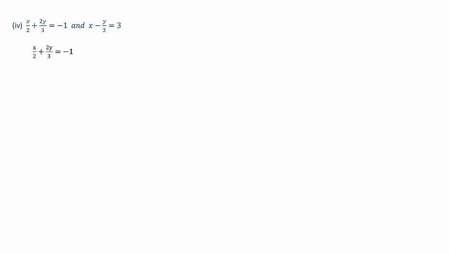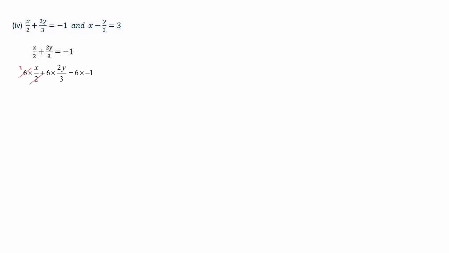So the first equation is x by 2 plus 2y by 3 is equal to minus 1. Here the denominators are 2 and 3. We have to take the LCM of 2 and 3, that is 6. Just multiply 6 throughout so that the denominators will be eliminated. So 6 into x by 2 plus 6 into 2y by 3 equal to 6 into minus 1. What is this 6? It is the LCM of the denominators 2 and 3.